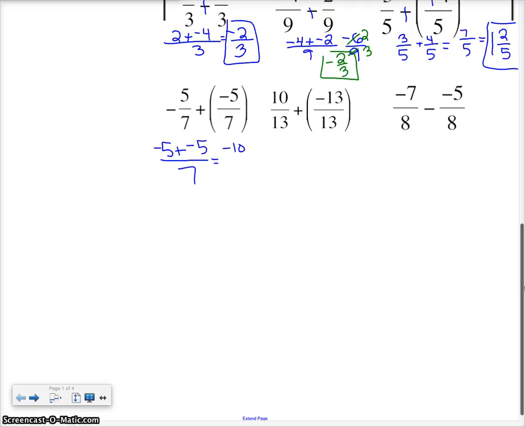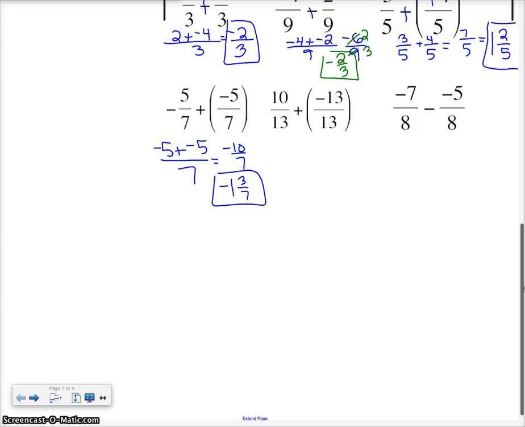Negative 10 over 7. And now I have to apply the skill that we reviewed in the beginning. Notice what I'm going to do with the negative. You just kind of leave it alone until the end. 7 goes into 10 one time, so I'm going to say negative 1. 3 remains, 7 as the denominator. Okay?